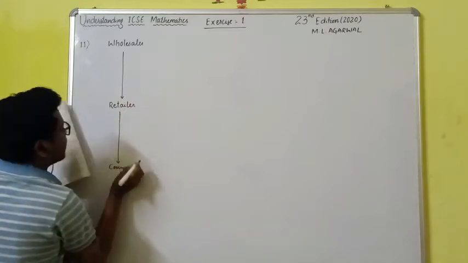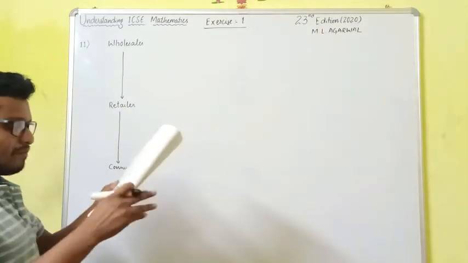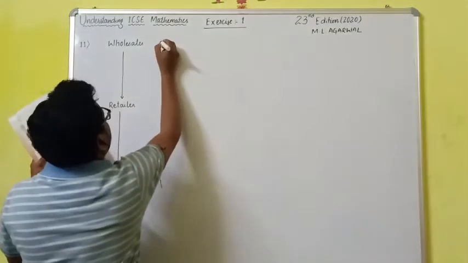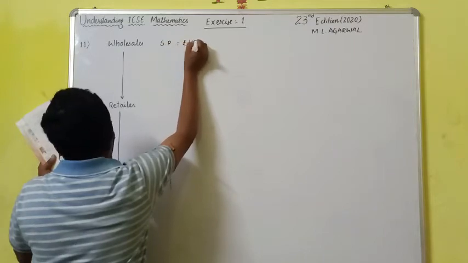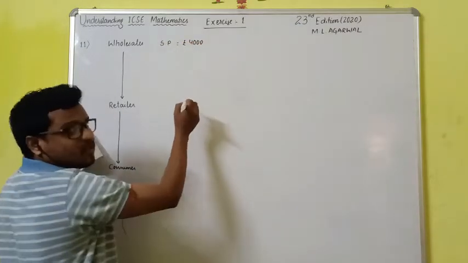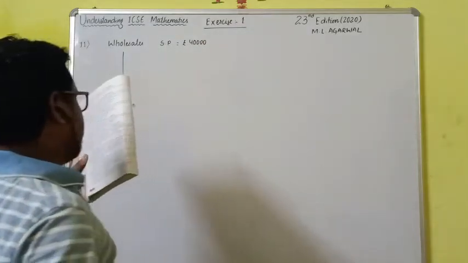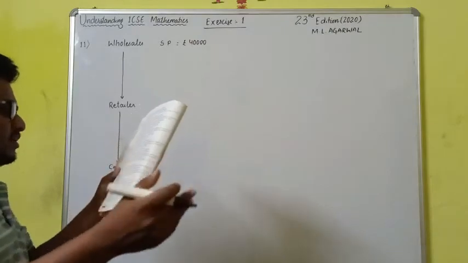So let's see, wholesaler. The retailer buys a TV from a wholesaler at rupees 40,000. So the selling price of the wholesaler is 40,000, and the mark price is 40,000. Then he marks up the price at 15% above the cost price. That is for the retailer.